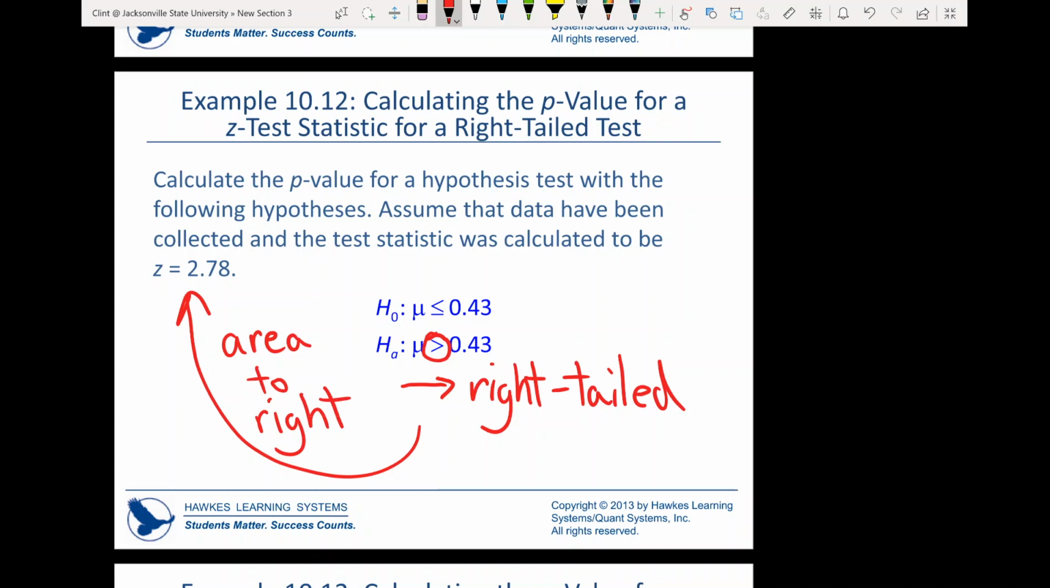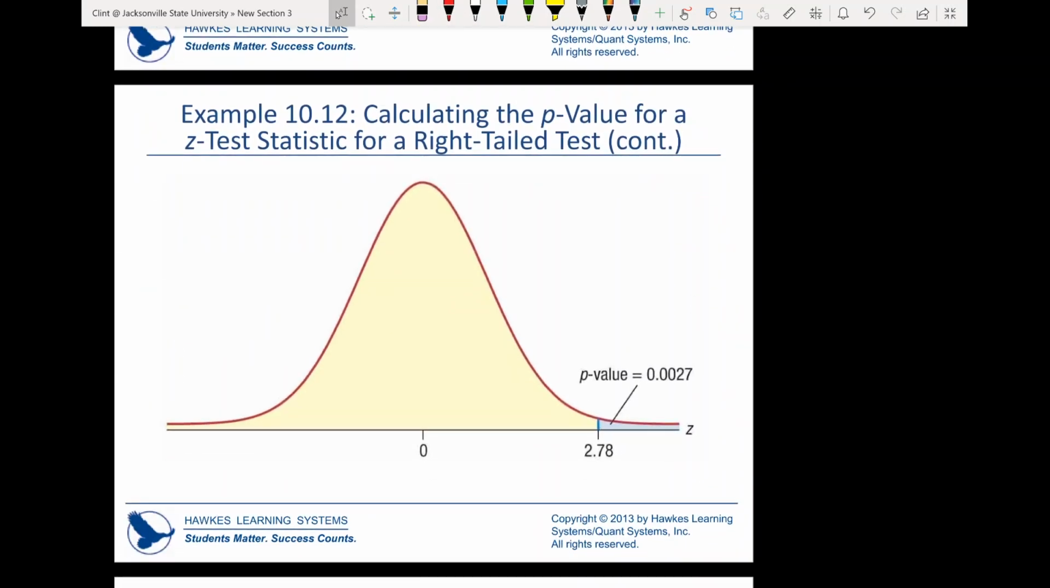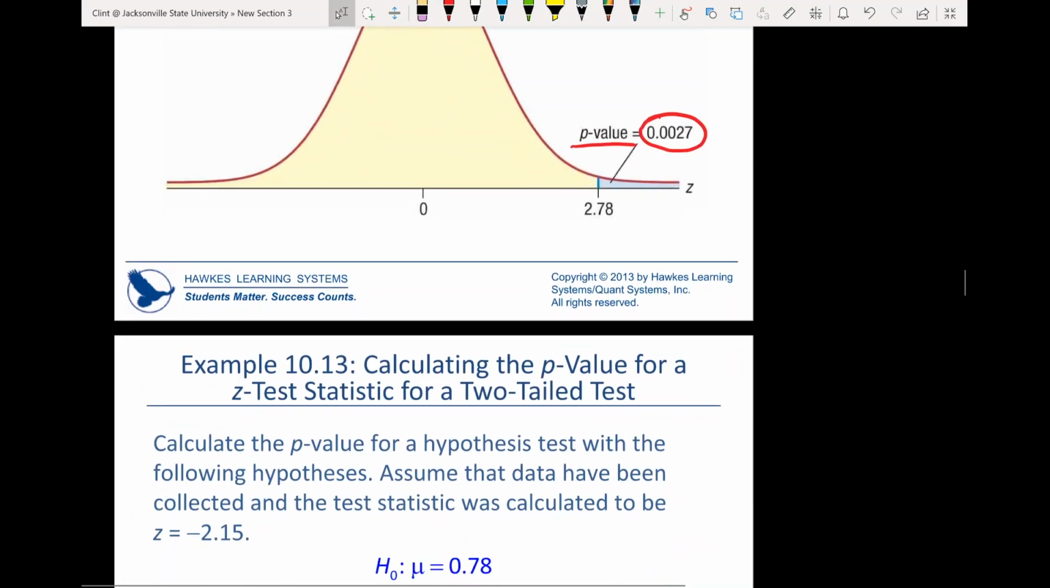Okay. So using our tables, one way we could do that one is we could look up the opposite, right? Area to the right means opposite, so we could look up negative 2.78 in our table. When we do that, we get an area of 0.0027. So we have an area of 0.0027 to the right of our test statistic 2.78, and that is our p-value in this case. Okay. So we've done the left-tailed, we've done the right-tailed. Let's do one more.